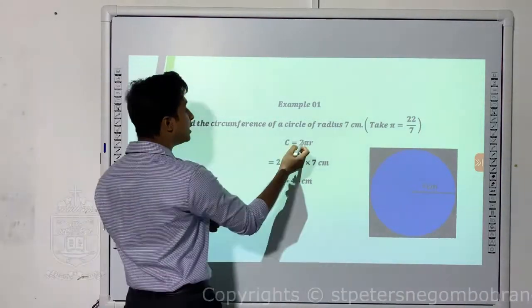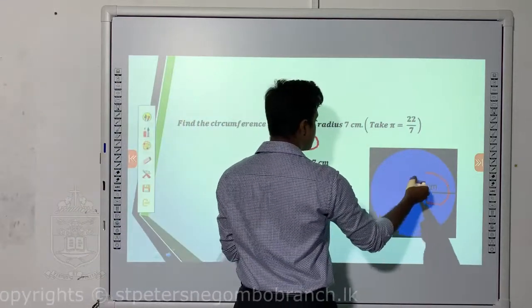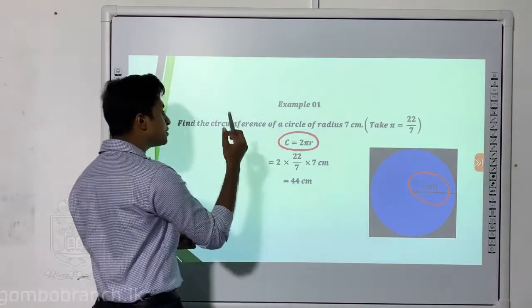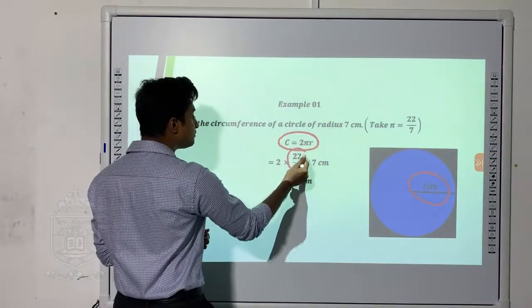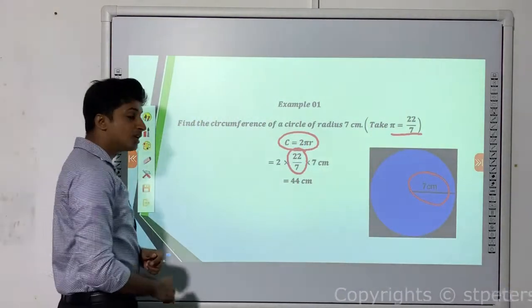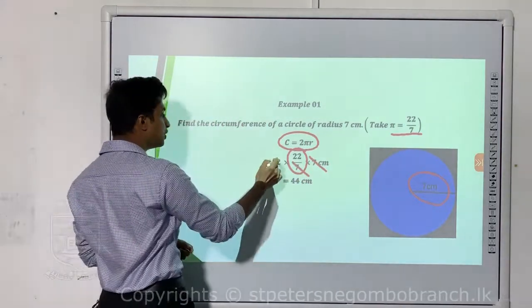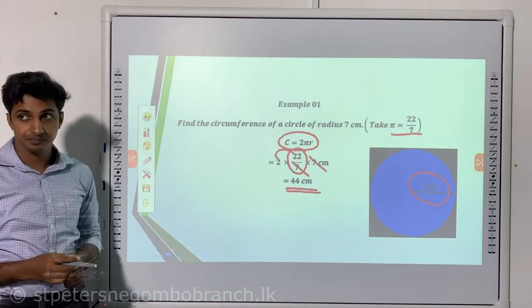Then we use the formula we know. C equals 2 pi r, because the radius is given to us. That is 7 centimeters. So I will take C equals 2 pi r, that is 2 into pi into 7. See, instead of pi I have taken the given value, 22 over 7. So when I simplify this, 7 will cancel. 2 times 22 will be 44 centimeters.